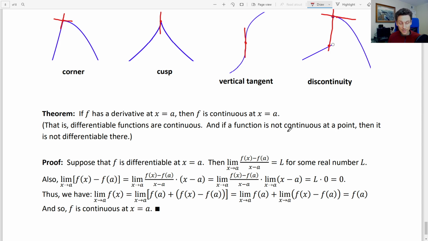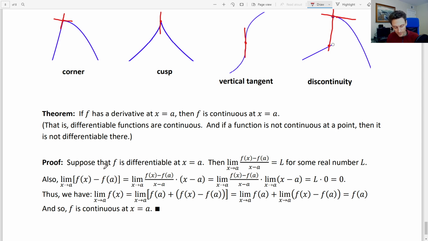And the contrapositive is also true. So if a function is not continuous at a point, like is discontinuous, that would be our picture to the right would be an example of that, then it is definitely not differentiable there. So as soon as you find an x value where the function is not continuous, where there's a gap or there's a hole in the graph, then the function is not differentiable there.